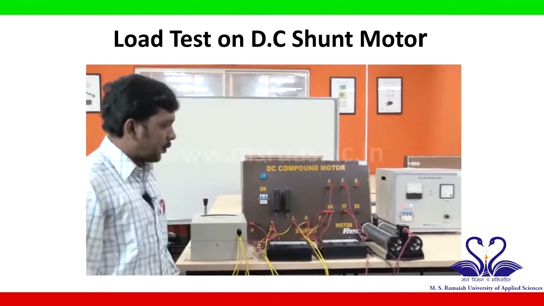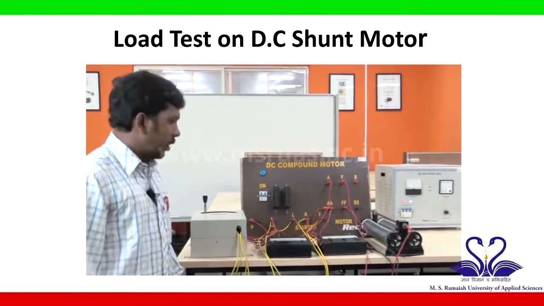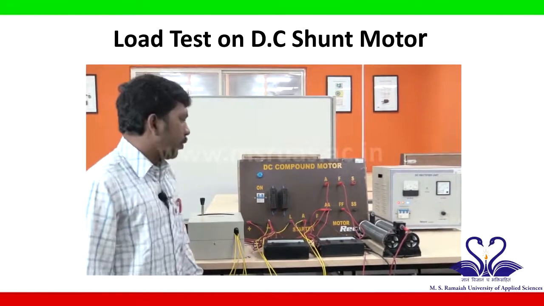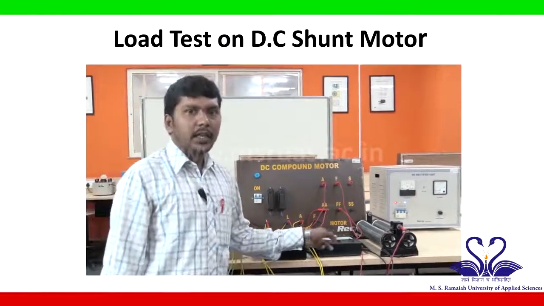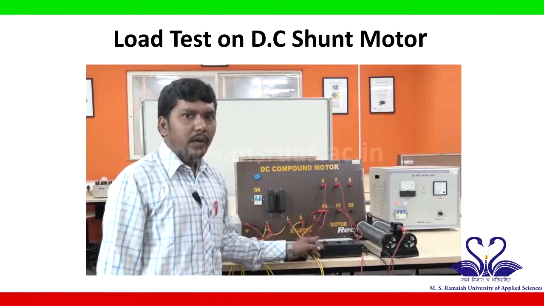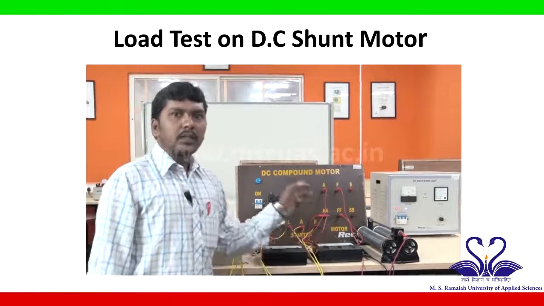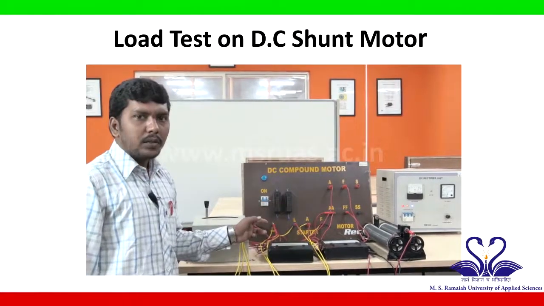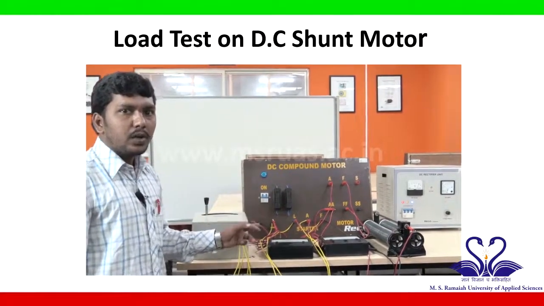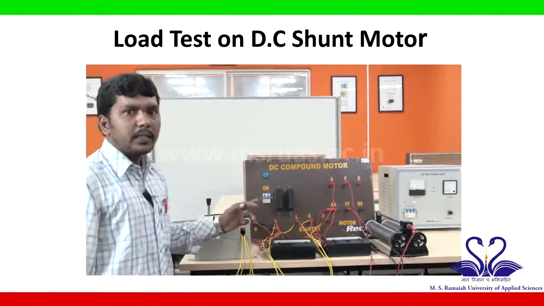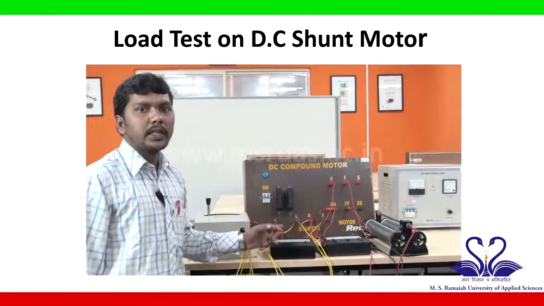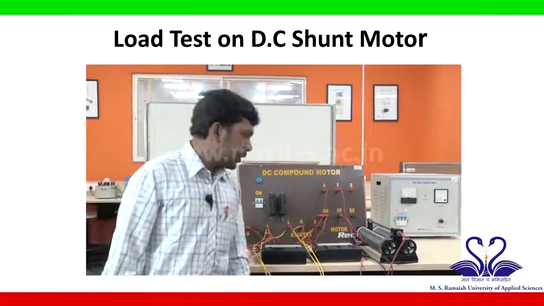Now repeat the same procedure for different loads, and you should apply the load till the motor rated current, that is 17 amperes. For each and every load you have to note down the readings of the voltmeter, ammeter and speed of the motor using the tachometer, and also you have to note down the spring balance readings, that is S1 and S2, in terms of kgs. With this, the experiment is completed.